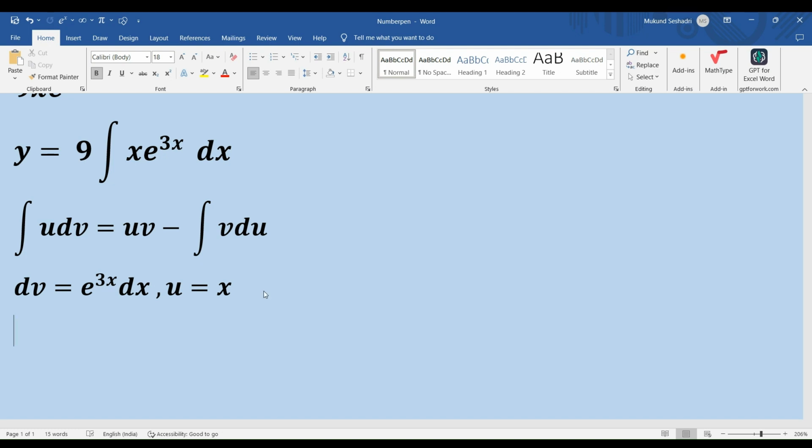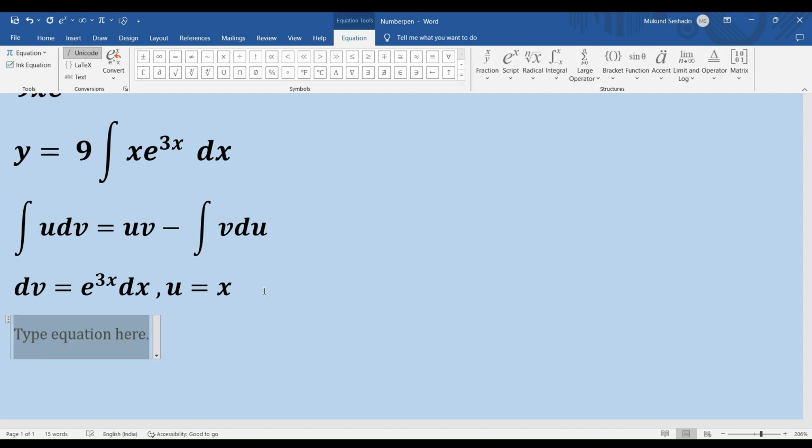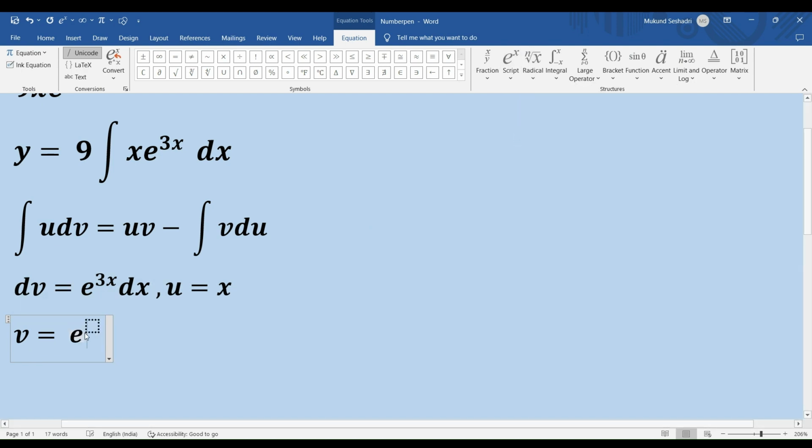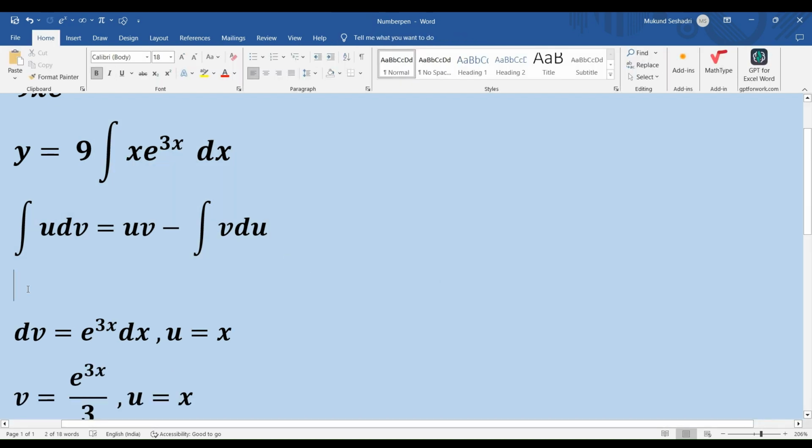Now, if my dv equals e to the power 3x dx, then what is my v? Right now, this is something which is quite simple. We have solved multiple problems of this type, so I'm not going to go discussing how we solve this. This is e to the power 3x by 3, right? So I know my v, I know my u, which is x. I put it back in the integration by parts identity.